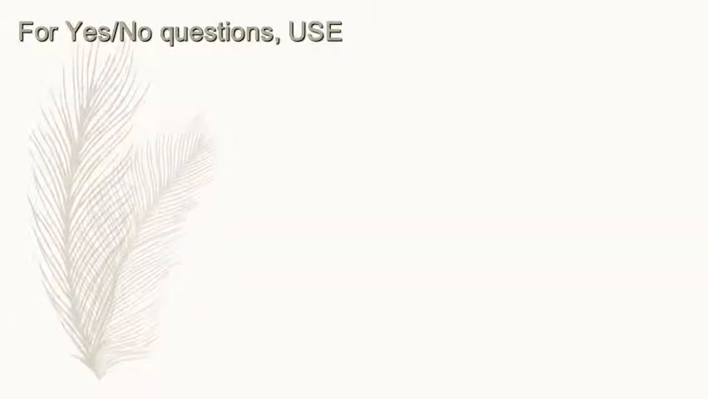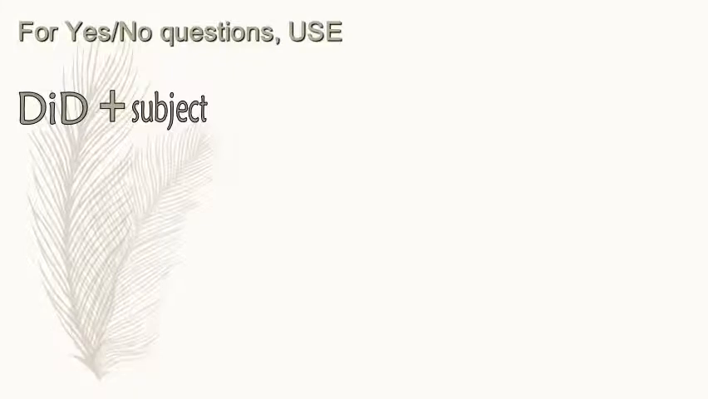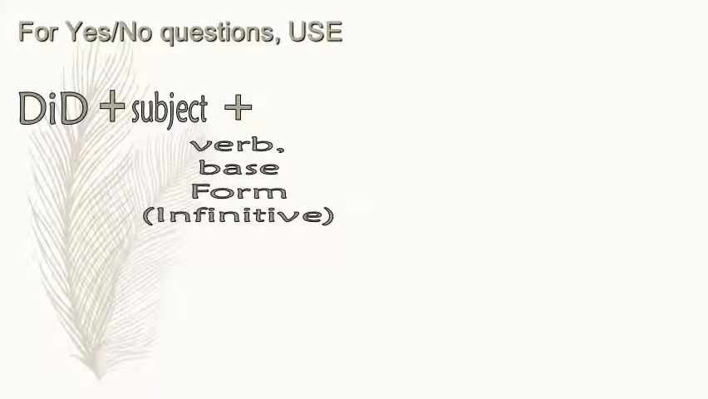Now for yes no questions, what should we use? Now I want to form a question, but the first question is yes no, which means that the answer could be yes or no. What must I do? How do I form the question? Simply, I start with did, then the subject, then the verb in its base form and the complement of the sentence. Examples. Did you go to work yesterday?